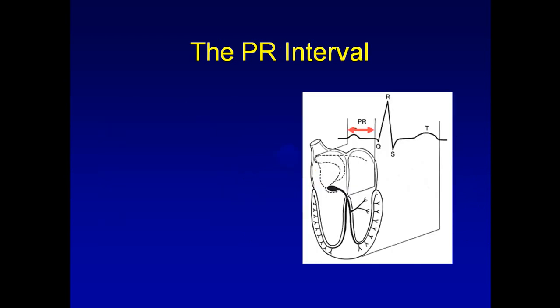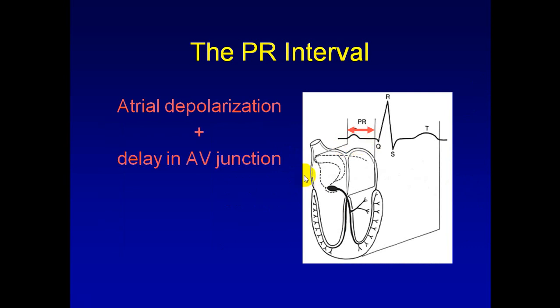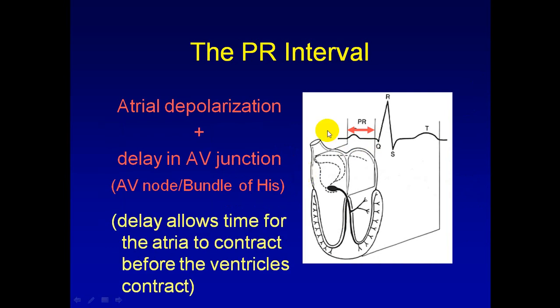And the PR segment is the time the atria take. As we said, we calculate it by seconds, milliseconds, or by small or big boxes. It includes atrial depolarization plus the delay of the impulse in the AV junction, that is, the AV node and bundle of His. This gives more time for the ventricle to fill.